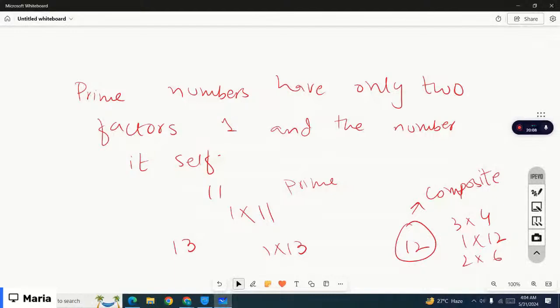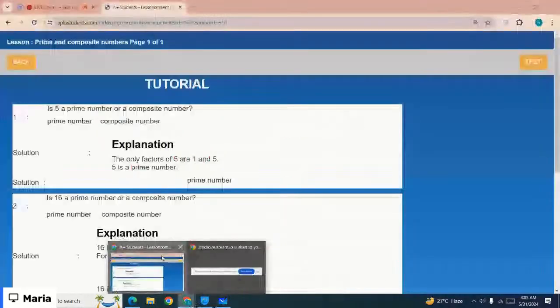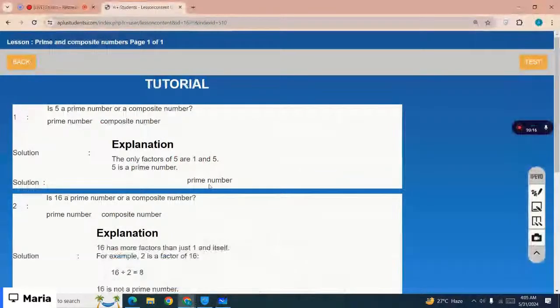Okay, let's start the lesson now. Is 5 a prime number? Think and then answer. 1 times 5 is 5. Do we have other two numbers that when multiplied make 5? No. Five is a prime number. Let's start with the test questions.